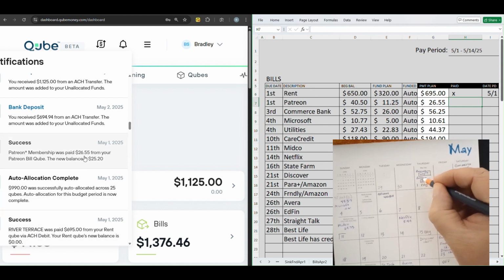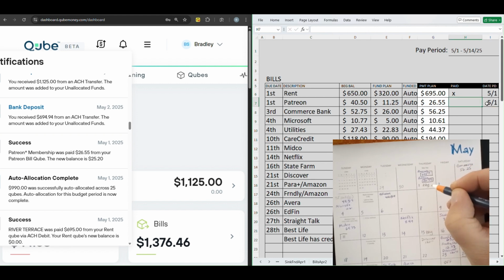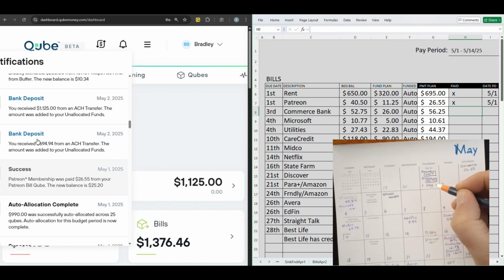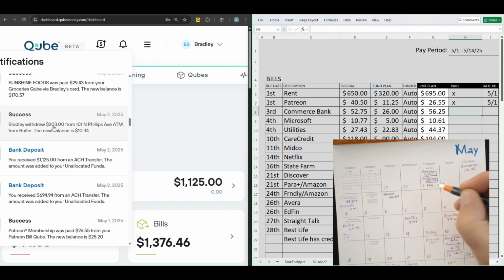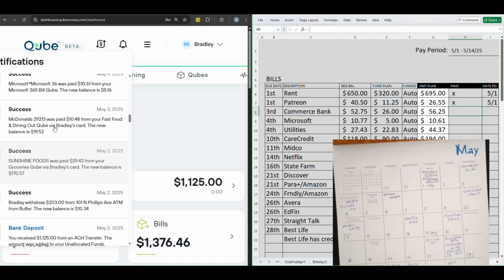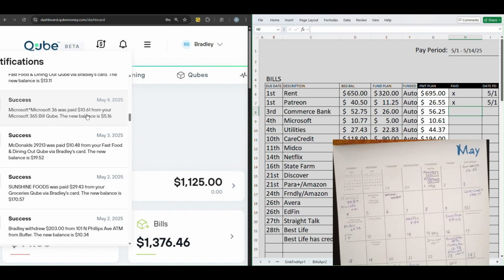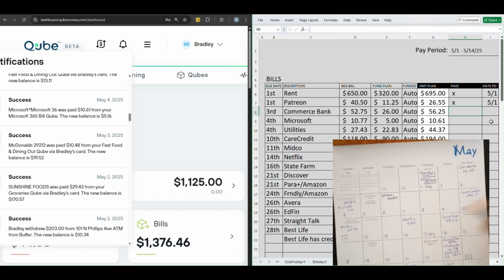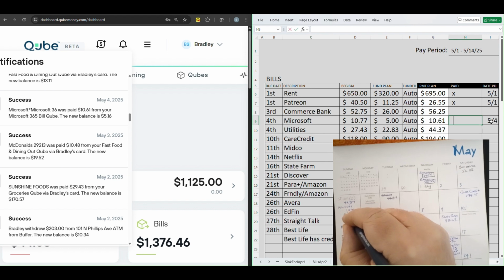Do the same thing with the next one, which is Patreon, for $26.55, and then see if there's another one to put in. Looks like Microsoft 360 is the next one that was paid on the 4th. So I'll put Microsoft in, and it was the same dollar amount. If the dollar amount differs, instead of putting an X, I would just put the new dollar amount there.